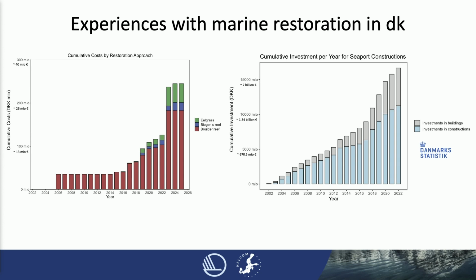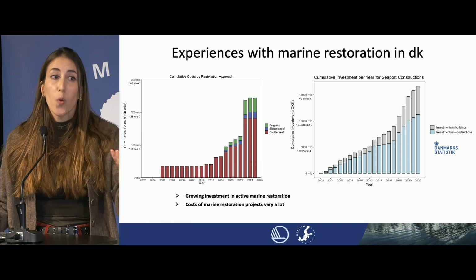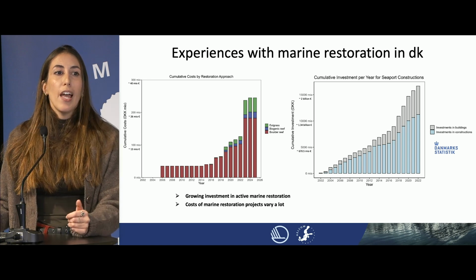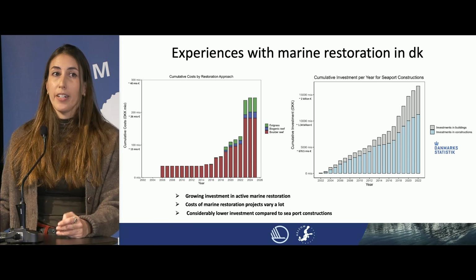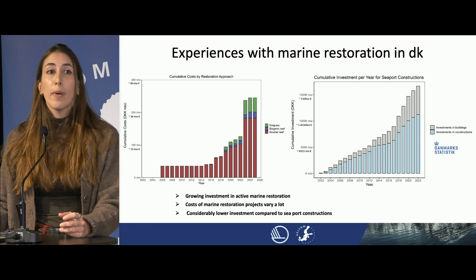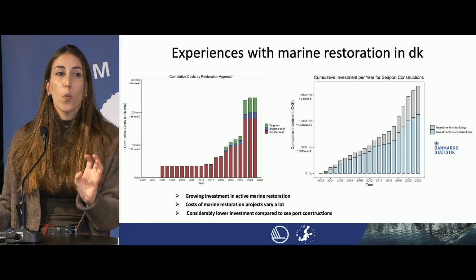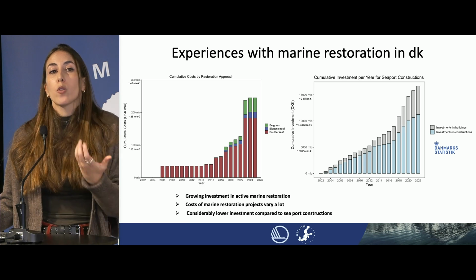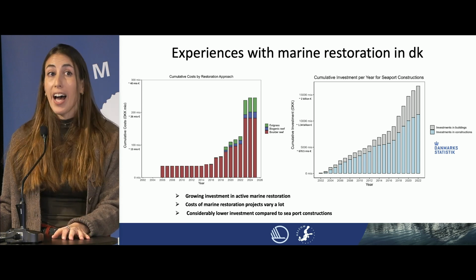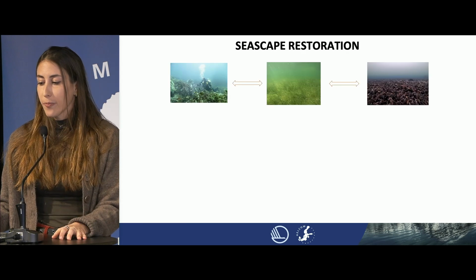Another thing that was very interesting was to see the funding, the money invested in these kinds of habitats. And then we wanted to compare a little bit with what is being invested in buildings and construction in the sea. As you can see, there is a growing investment in active marine restoration, and the cost of marine restoration might vary a lot depending on the habitat, but it is always considerably lower compared to the investment in what we are putting in the sea for other kinds of anthropic activities.